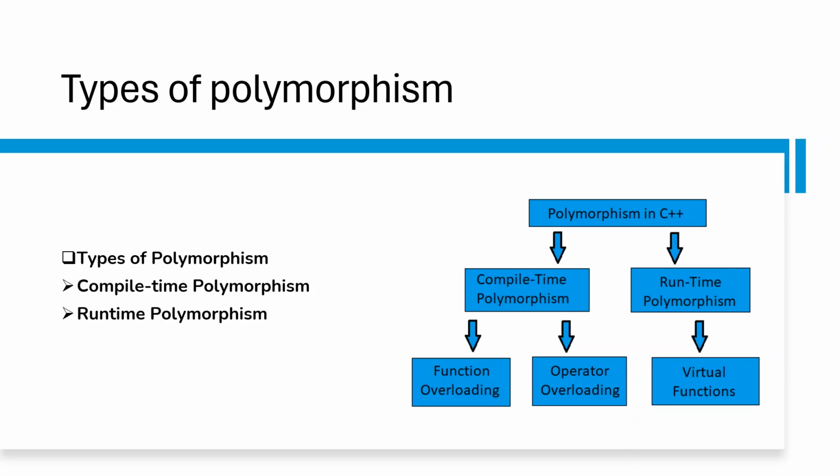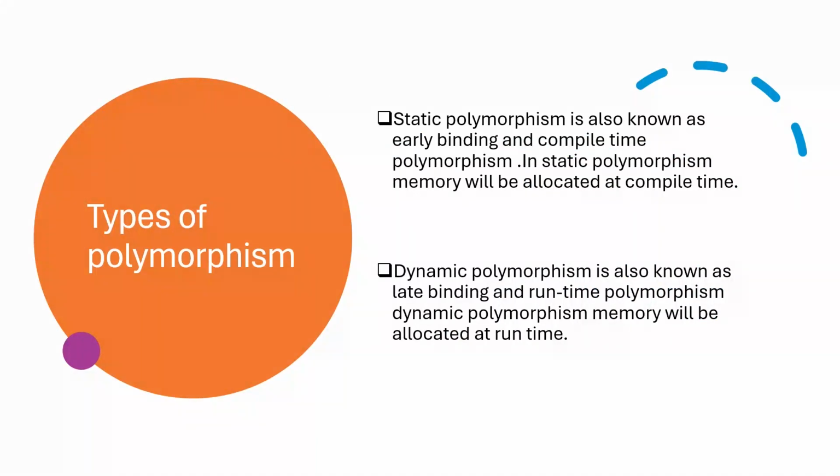There are many types of polymorphism. Two types are there in polymorphism: compile time polymorphism and runtime polymorphism. Compile time polymorphism is further divided into function overloading and operator overloading, and runtime polymorphism will be of virtual functions. Now we can see more about compile time, which can be called static, and other names. Static polymorphism is also known as early binding and compile time polymorphism.